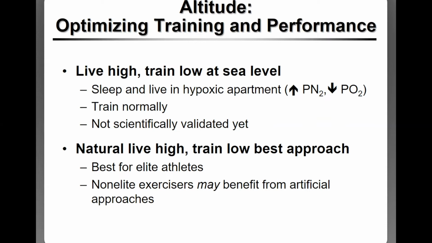So living high in a natural condition and training low, some people believe is the best approach, especially for elite athletes. Non-elite athletes may benefit from artificial approaches. Again, it just will depend on your athlete's response to this training regimen. So this is the end of this section.